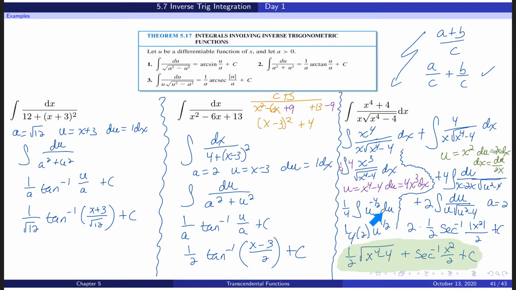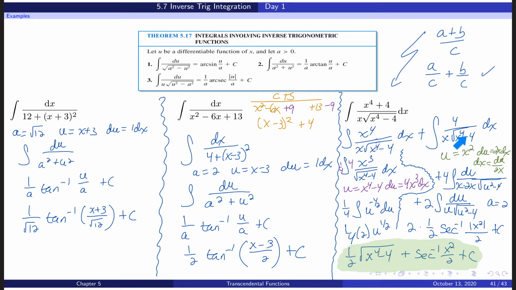it's a pretty straightforward u to the -1/2, because my u was this in the denominator, so the square root is 1/2, and in the denominator is -1/2. Antiderivative becomes u to the 1/2, reciprocate the exponent 2, multiply those two together, and you get this statement here.